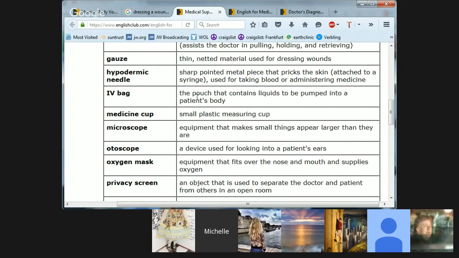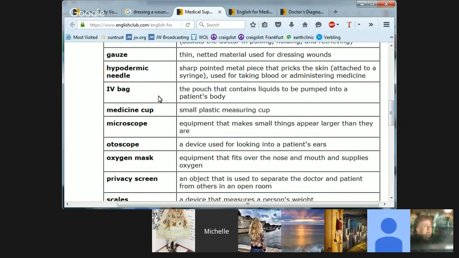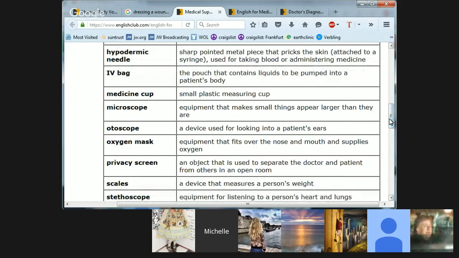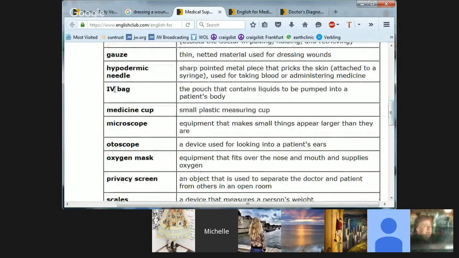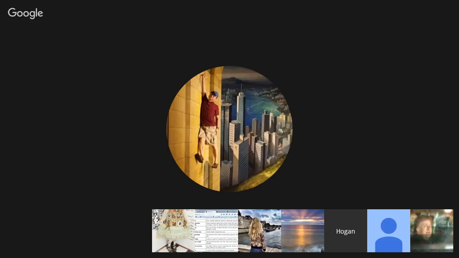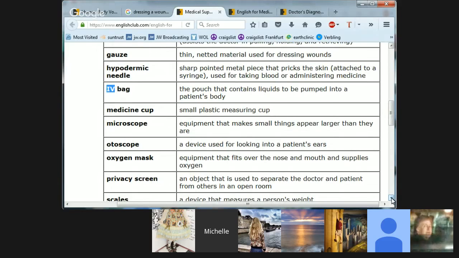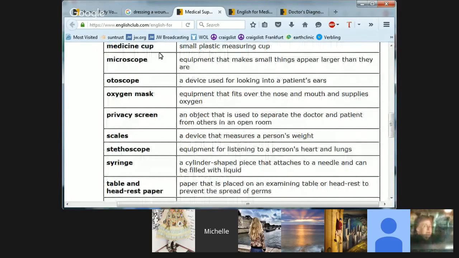So usually you'll see an IV bag hanging beside a patient. And then they have the IV, which is like the plastic tube that usually goes into their arm. So the medicine goes directly into their bloodstream. Do you know what IV stands for? Intravenous. It's a medical term meaning inside of the vein. Oh, okay. All right. Thank you. Yeah, nice question.